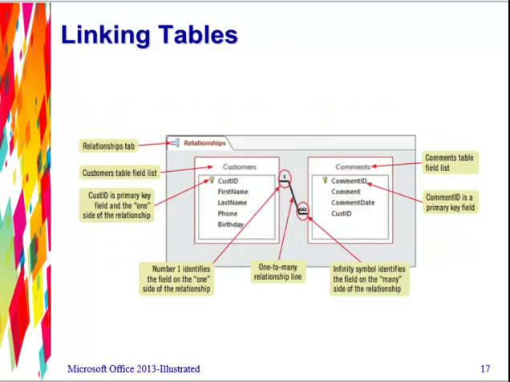You link the tables under the Relationships tab, as shown in the middle of page 13. And this shows the actual one-to-many relationship line between customers and comments. So in this case, you have comments made by customers. The comment ID is the primary field, but the customer comment is tied back to a customer ID.